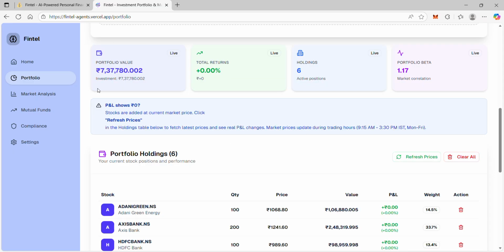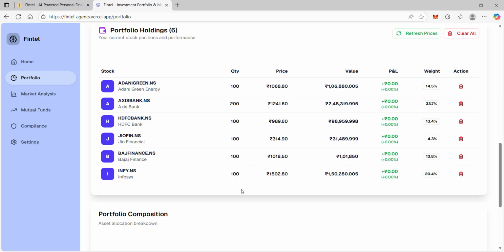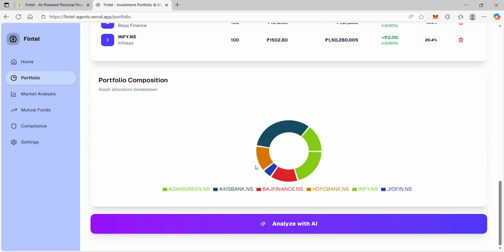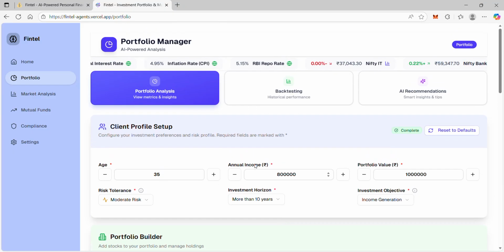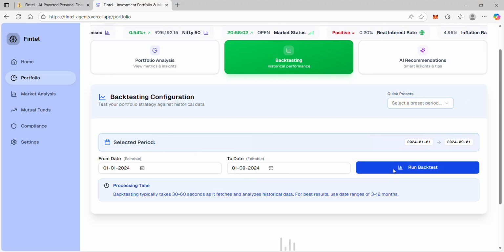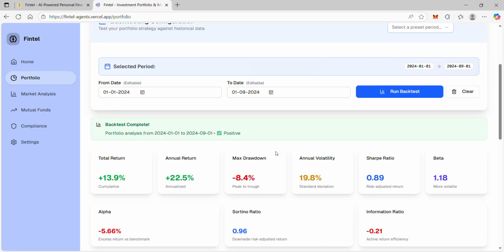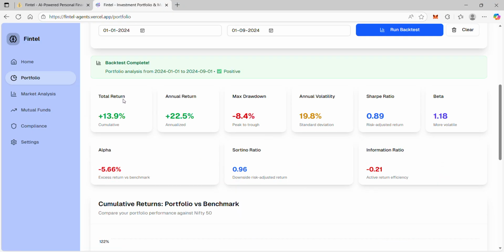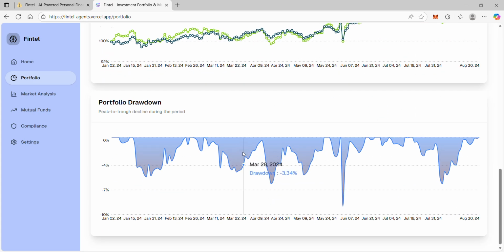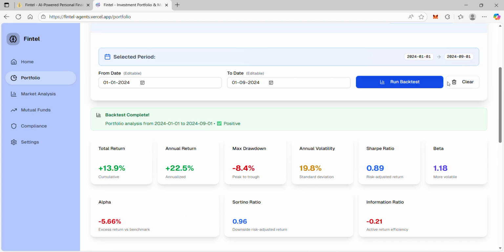So I've already created a portfolio. This is my portfolio. Then this will do the breakdown. Once I click, first I'll move on to backtesting. So I can test my portfolio. I can backtest. The libraries used here are Vector BT and Backtrader. So this is how my portfolio will perform.